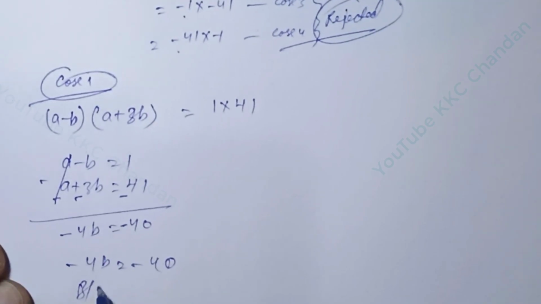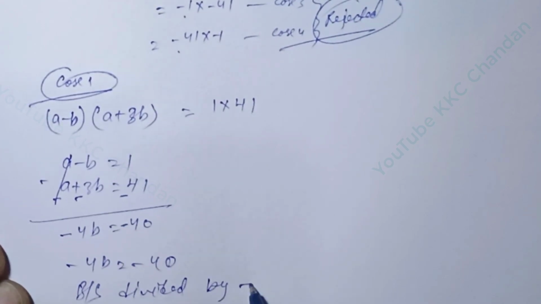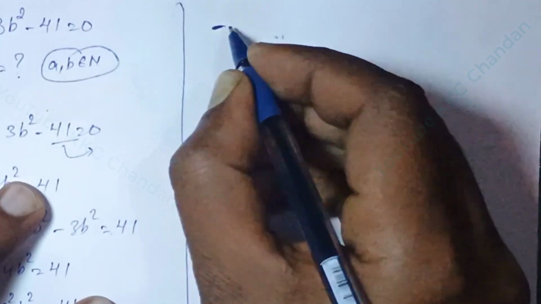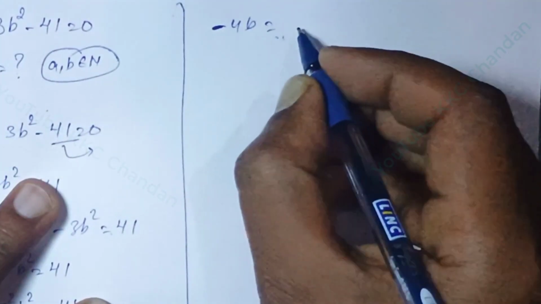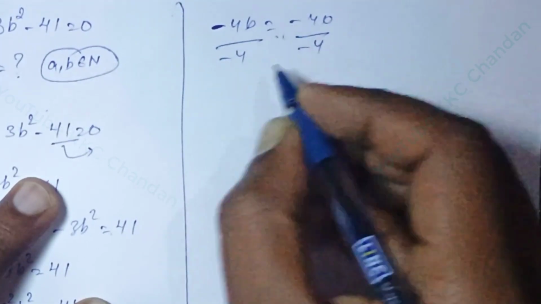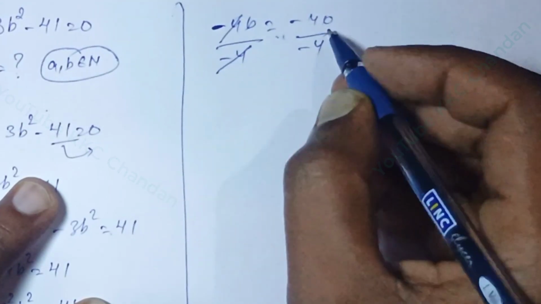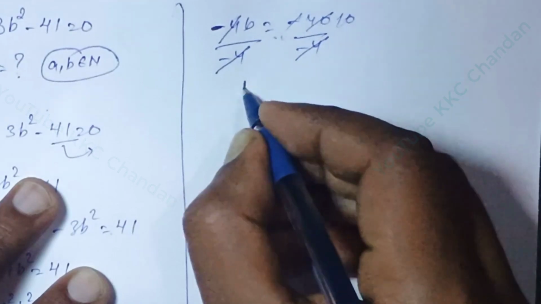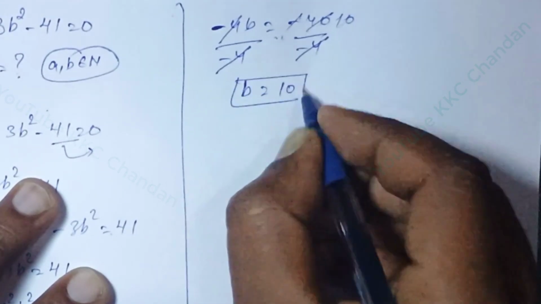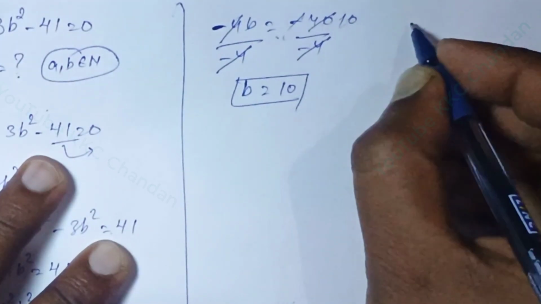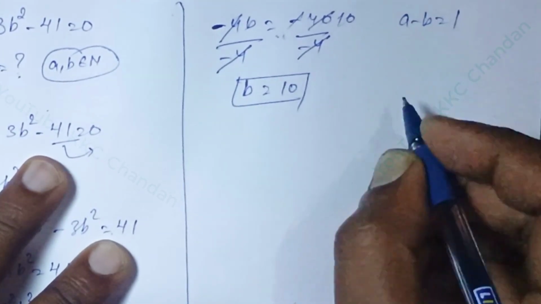Both sides divided by minus 4. Next step, see here, minus 4b is equal to minus 40 divided by minus 4. See here, minus 4 cancel here, minus cancel here, left it 10. Therefore b is equal to 10. Here b value how much? 10. After the next step, see here, a minus b is equal to 1.